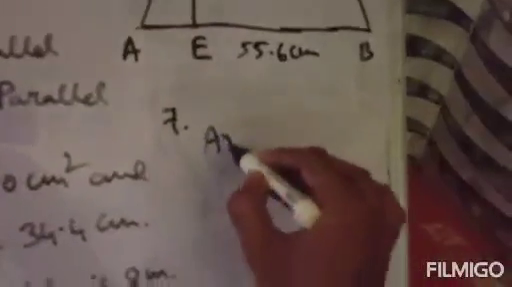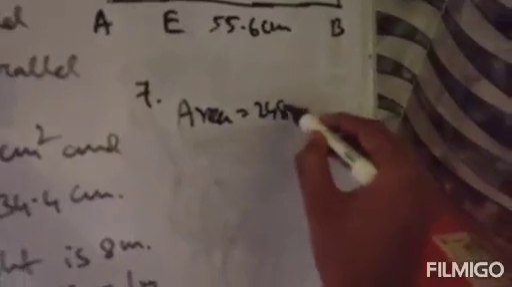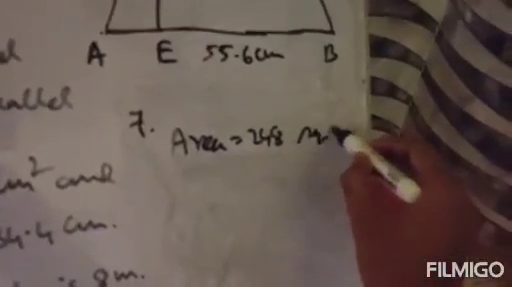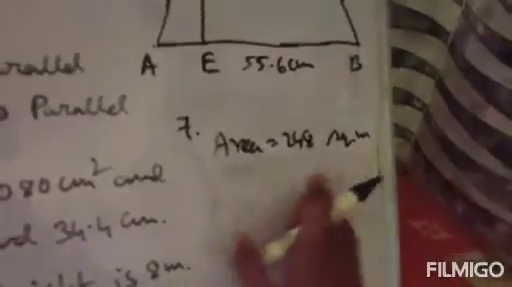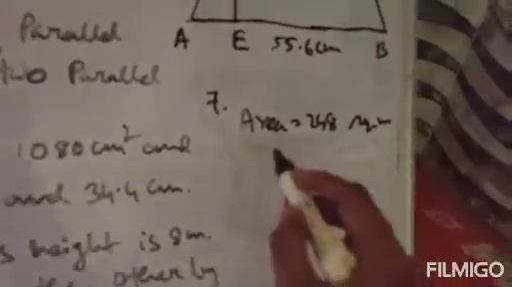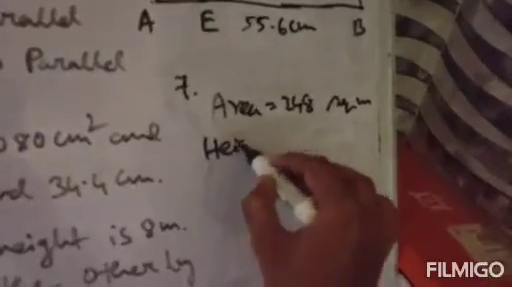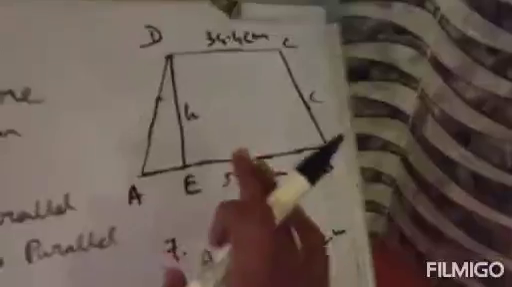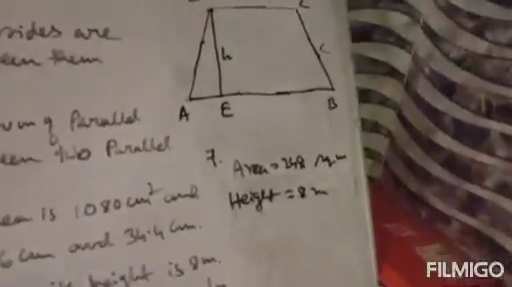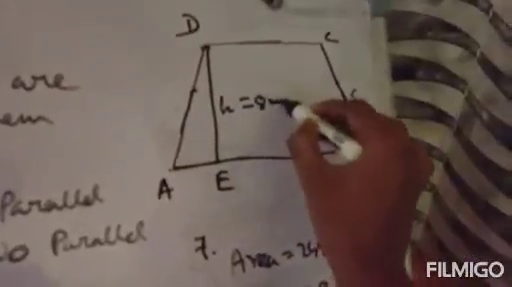So area is given, that is 248. Just write area, it is given 248 square meter. Square meter and meter square both are same. So area is 248 square meter, height is 8 meter. So the diagram will be like this. Just erase this data, yeah, so diagram is the same diagram. Height is 8 meter, so write h equals to 8 meter here.